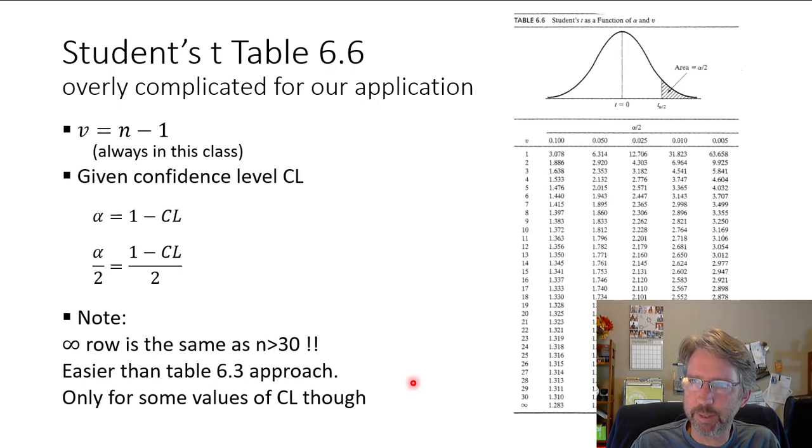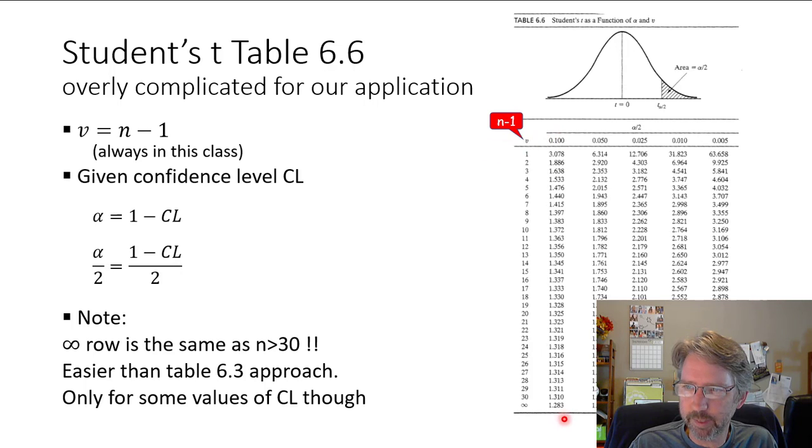So let's look at this table. Here's table 6.6. It's the student's t table. It's a function of alpha, which is 1 minus the confidence level, and it's a function of v, which is related to the degrees of freedom of a system. But in this class, v is always going to be n minus 1. So go ahead and mark up your book. Just cross that off or write n minus 1 right next to v, so you remember what that means.